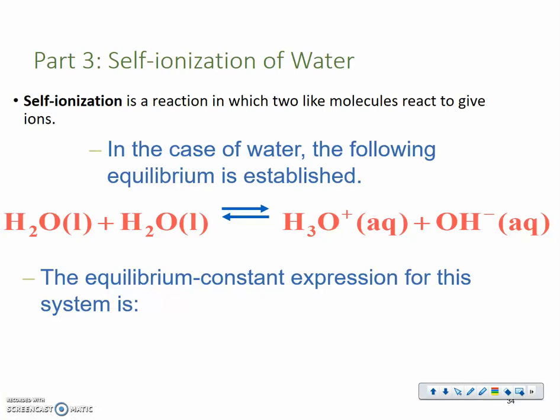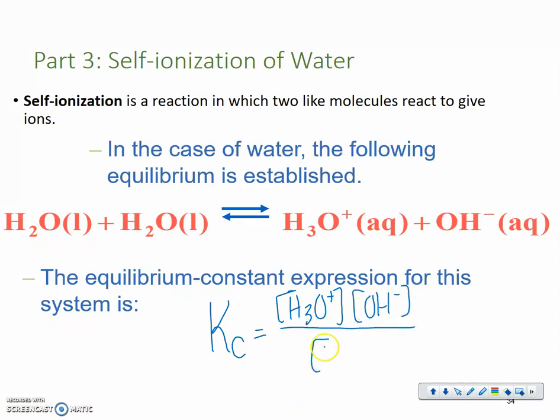Chapter 15, Part 3. Self-ionization is when two like molecules react to give ions. In this case, we're talking about water. Two water molecules can react to give the hydronium ion and the hydroxide ion. If we wanted to write our equilibrium expression, Kc would be equal to my two products over my two reactants, which are just water times water. We include them all because they're all liquid or aqueous phase.